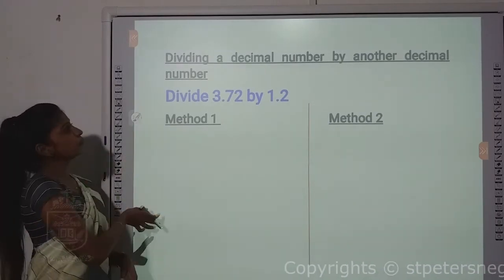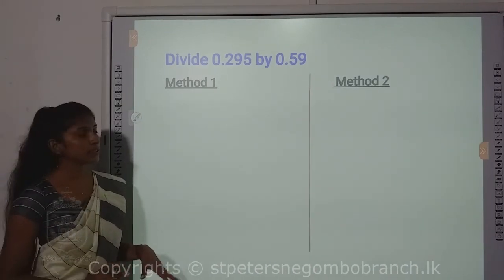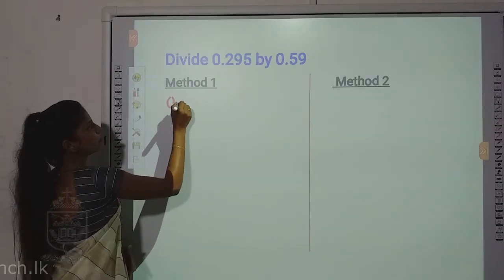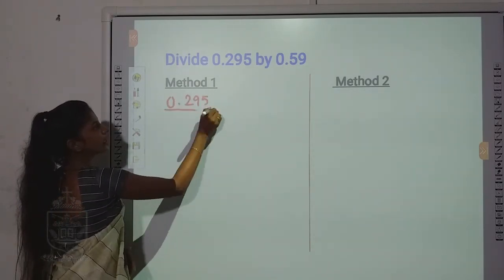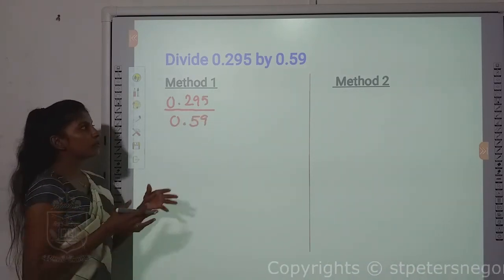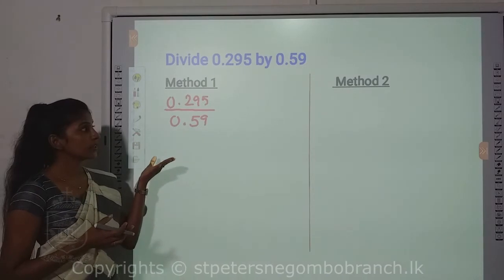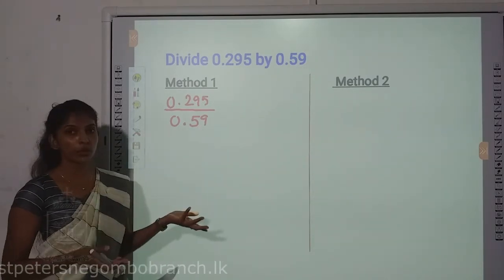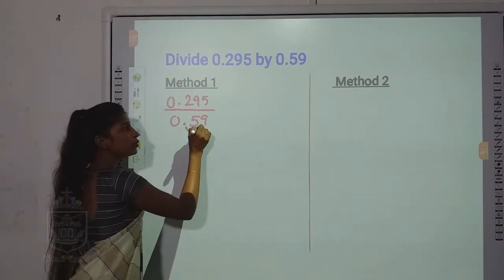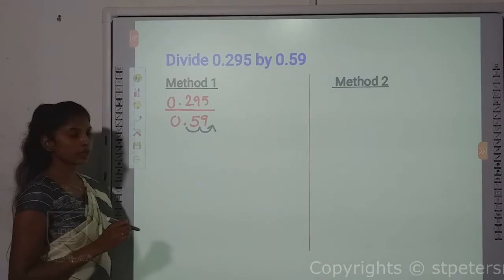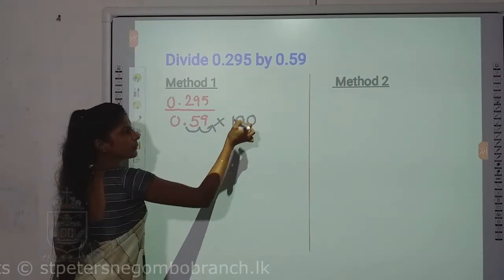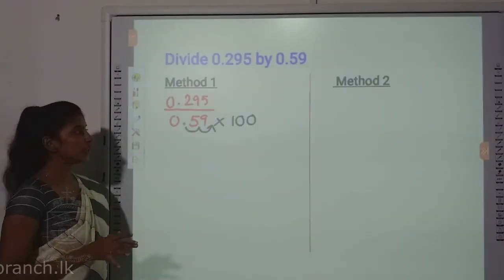I have one more question from that. Okay, let's do that also. So here, 0.295 divided by 0.59. I'm going to do the first method, converting these numbers into a whole number. In converting these numbers into a whole number, two places should be moved. In converting two places, by which number are you going to multiply? 100. Two places means two zeros.